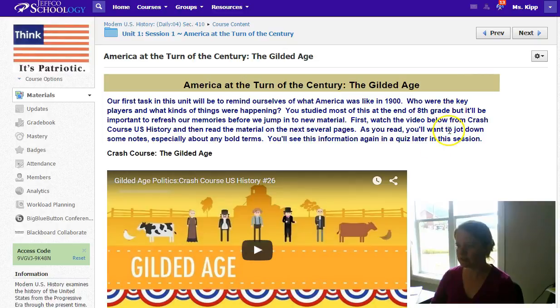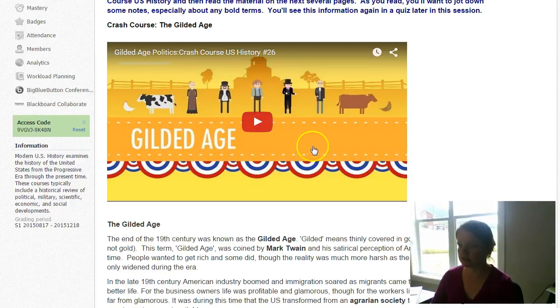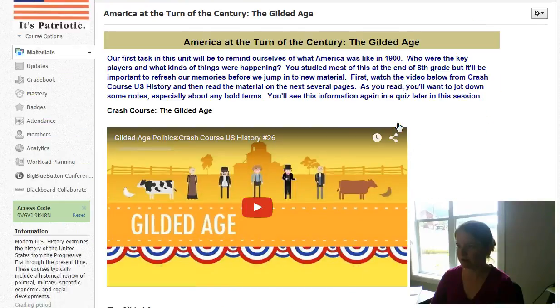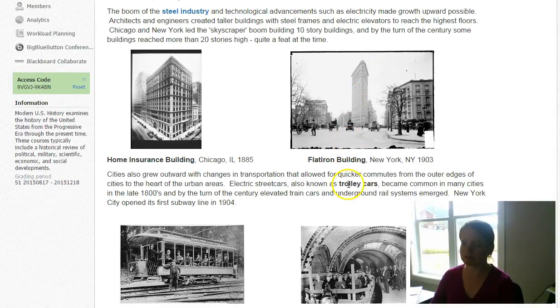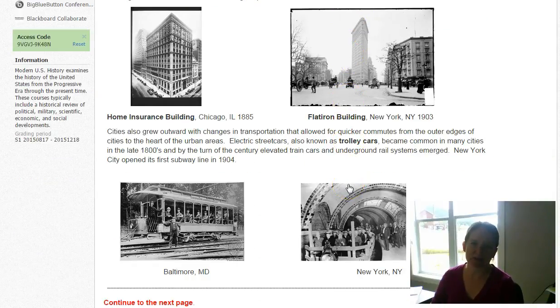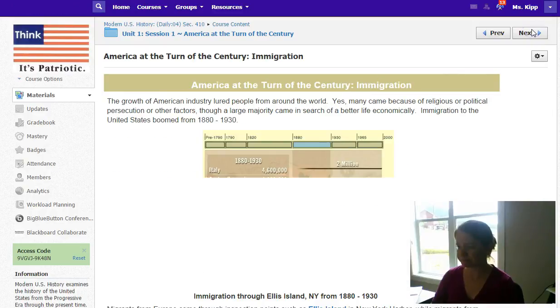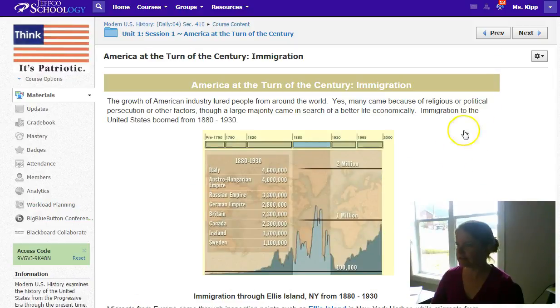Then, as I said, we're basically doing a quick review of what America was like during the Gilded Age, which was the end of the 1800s. So you're going to watch a video from Crash Course and read some information about some of the main things that were happening during the Gilded Age. You're going to learn a lot about urbanization, the movement of American society from rural areas into cities, moving a lot of people into cities all at once, and what the impacts of that kind of movement were and what made that happen. You're going to look at immigration and some of the trends in immigration in this time.